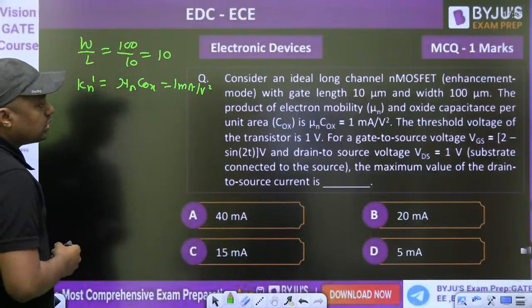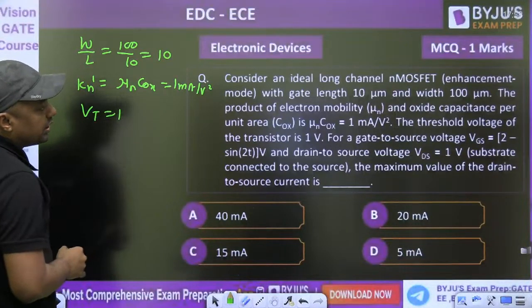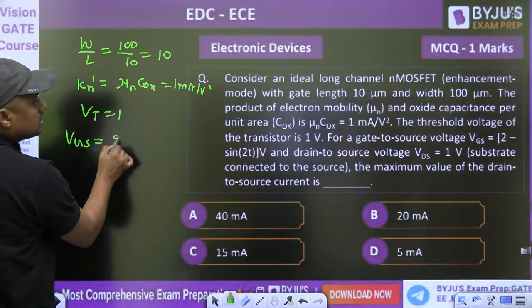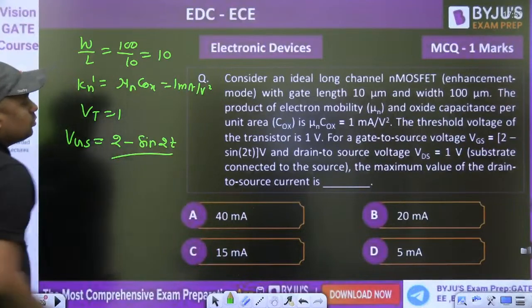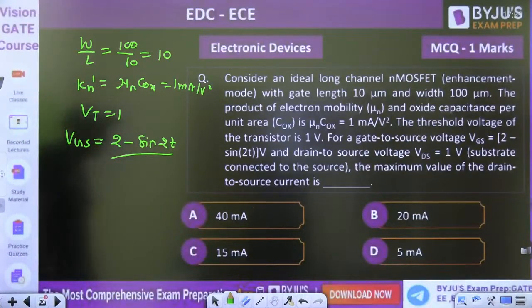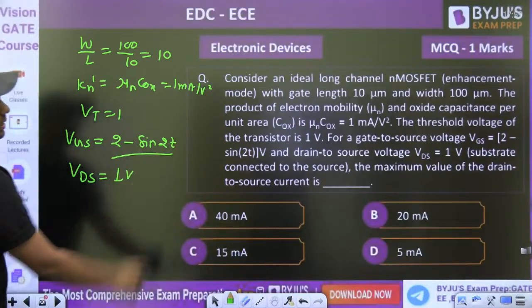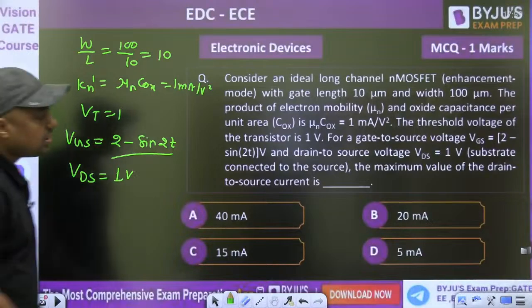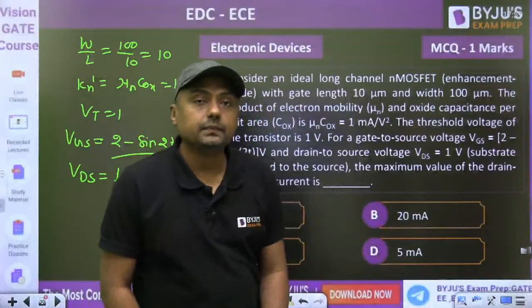The threshold voltage of the transistor is 1 volt. VT is 1 volt. For a gate to source voltage VGS equal to 2 minus sine of 2t, and the drain to source voltage is 1 volt. To the source, the maximum value of the drain to source current is, maximum value of the drain to source current is, right?